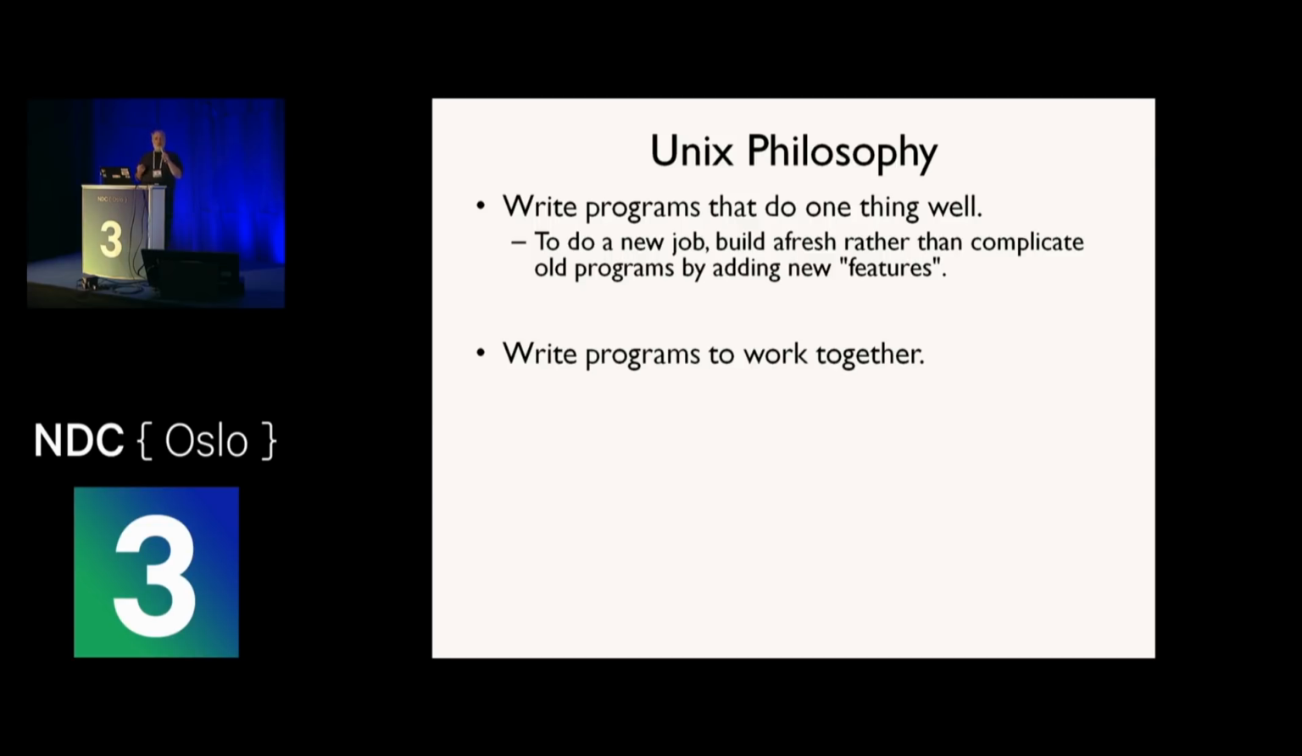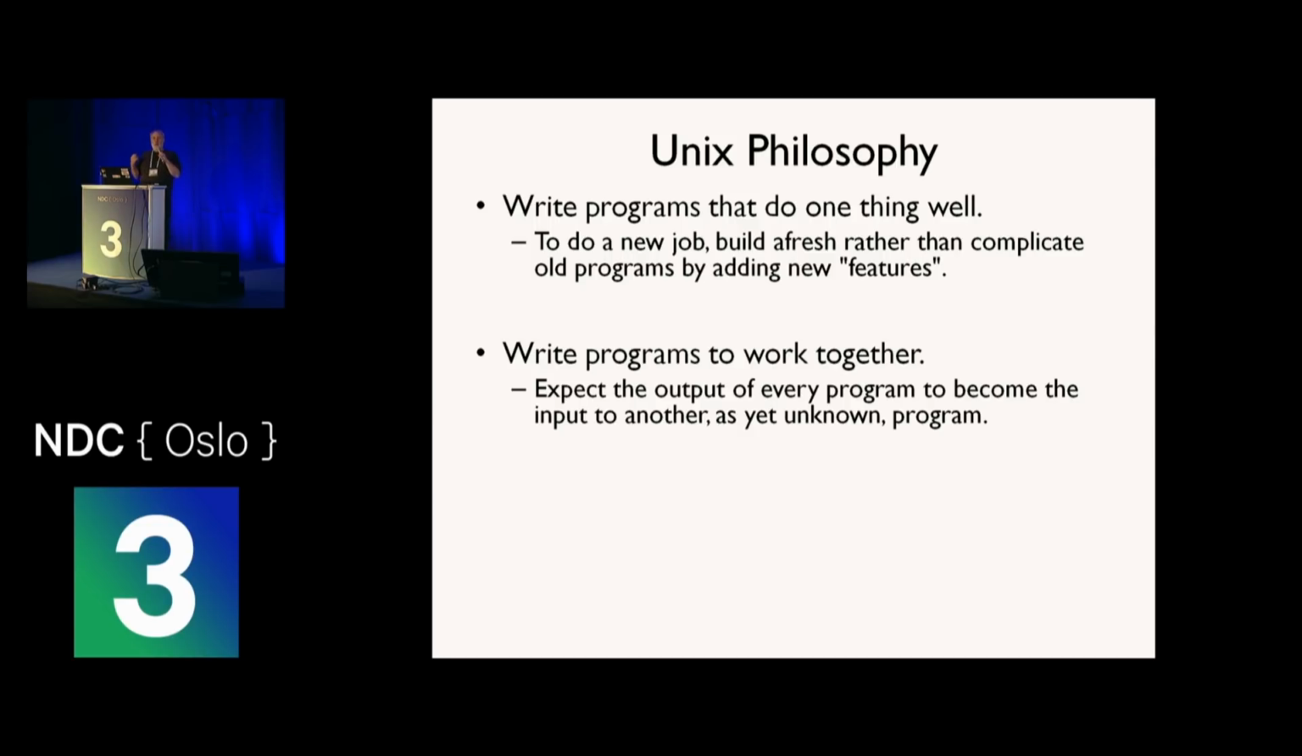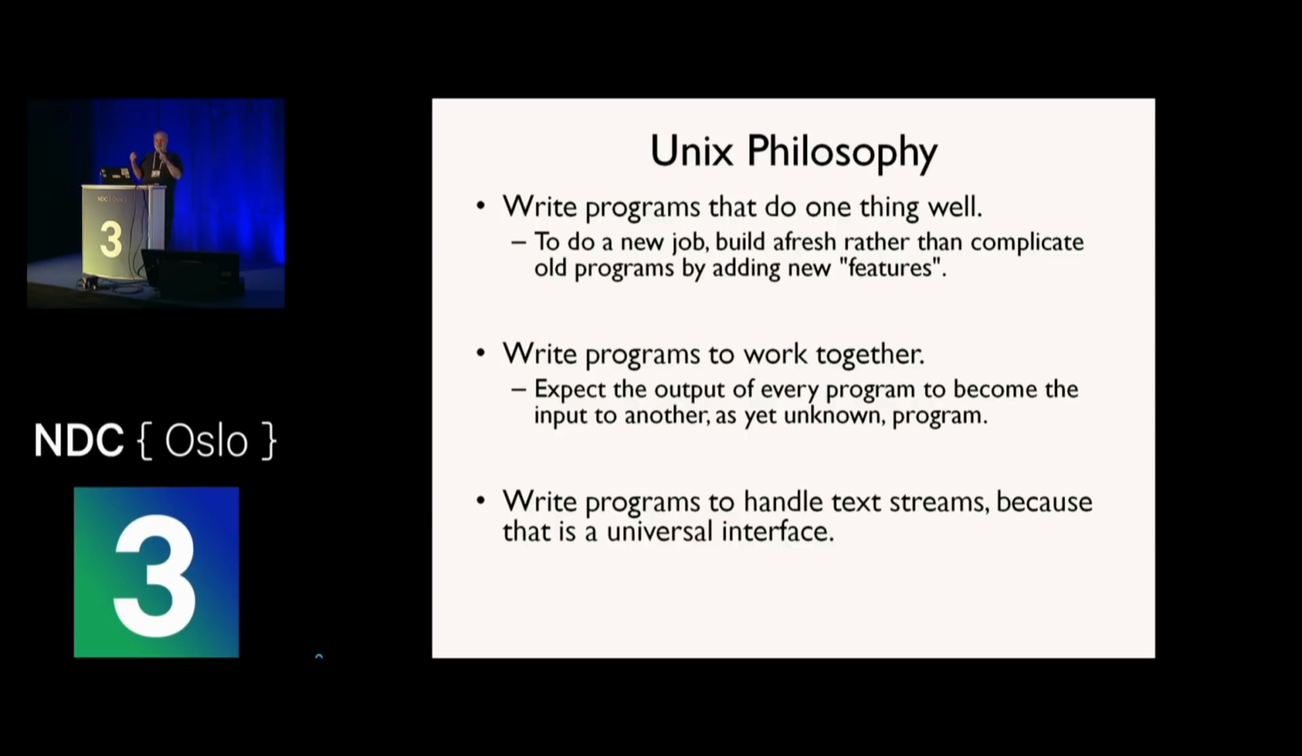And then you write programs to work together, which means that you design your programs to expect input from programs you don't even know about. You expect them to be working in a bigger system, so you design them to work with input and output. And then finally, you make them use text streams, because that's the universal interface. Well, that's maybe not the best universal interface, but it's a pretty good interface. It certainly was pretty good for the 1970s when Unix was designed.